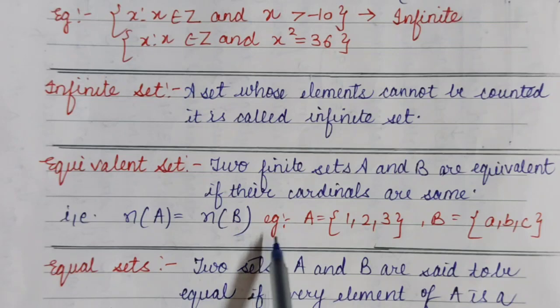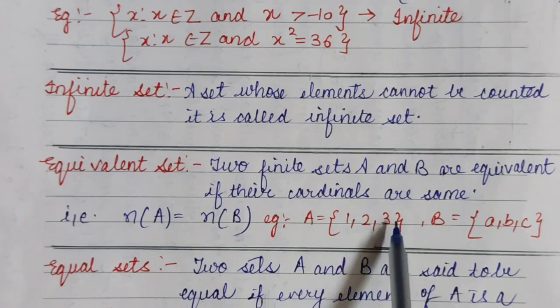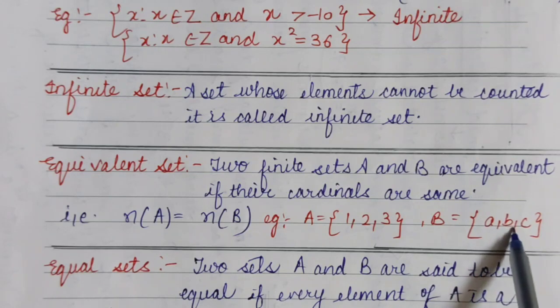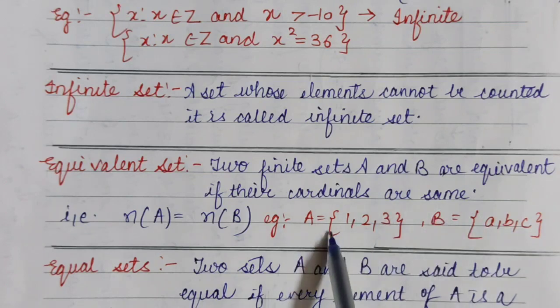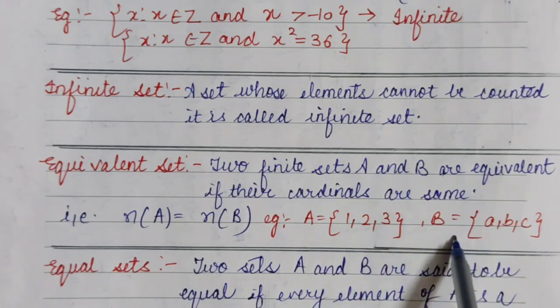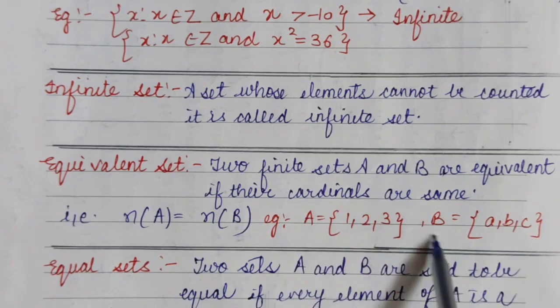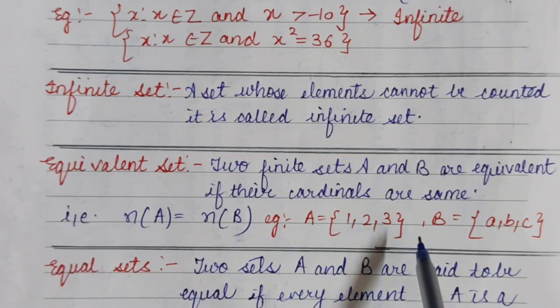Let's take an example. Suppose set A is there. As you people are able to see here, in that particular set A, only three elements are there: 1, 2, 3. Like here another set is there, set B. Here also three elements are there: a, b, c. So we are watching the number of elements in set A and in set B. Both are the same, so we can say set A and set B are equivalent sets. I hope it is clear to you people.